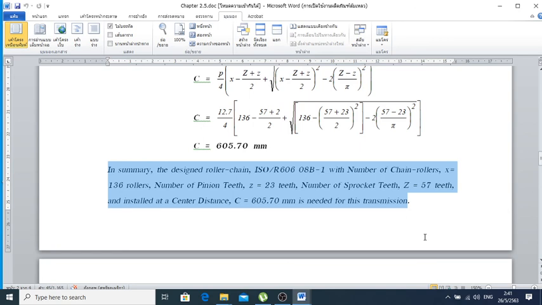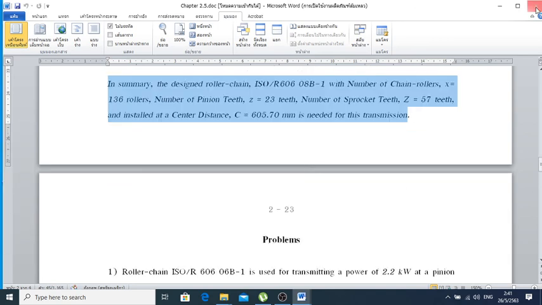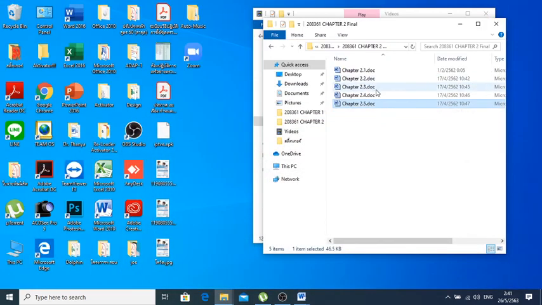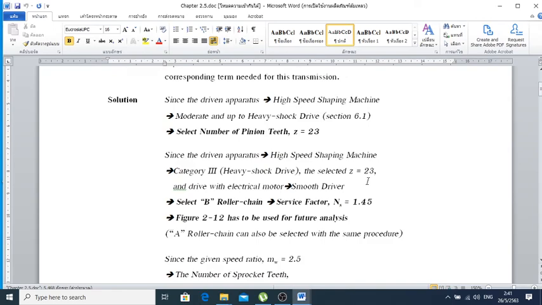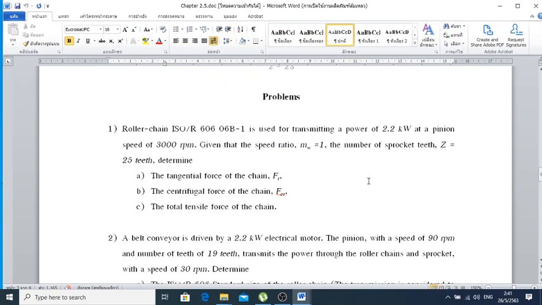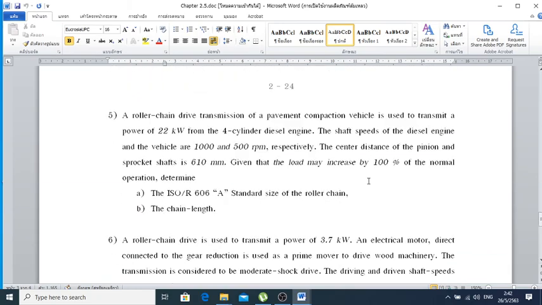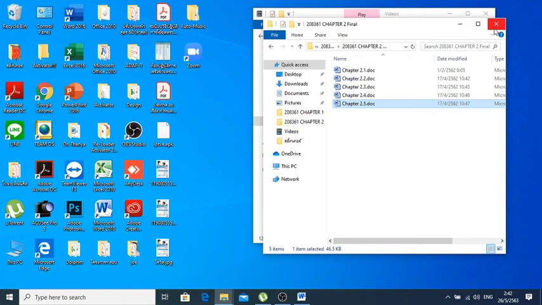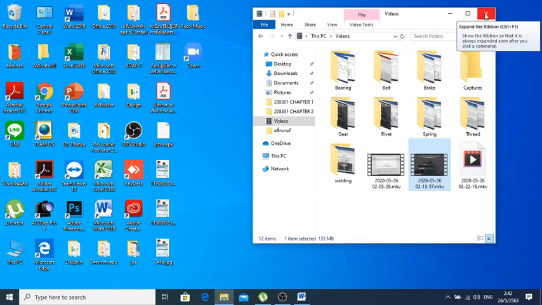This is going to be the real design that we're going to go for. And then we have some problem sets. That's what we've got there. So I have problem set number 1, 2, up to 8 there. You're going to go practice by yourself. And this one is going to be a very good example and very good practice for you guys. Okay, that's it for the lecture of chapter 2.